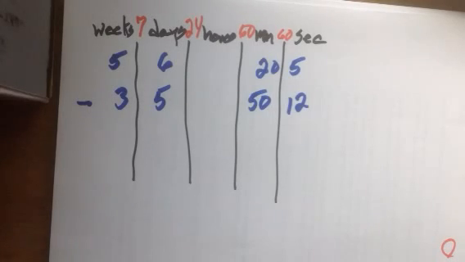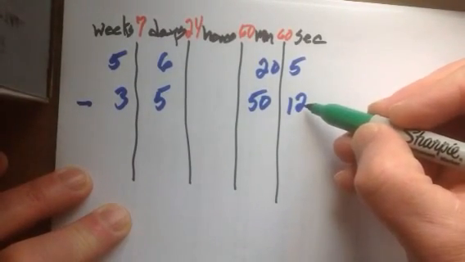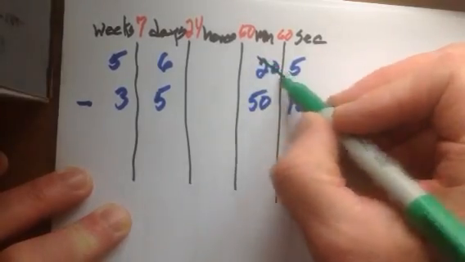Okay, this one's a little bit tricky because notice that one column is actually empty, the hours column. Neither number includes a factor of hours. So now we're looking at this problem and we've got to figure out how to borrow because 12 seconds from 5 seconds doesn't work real well. So we're going to have to go over here and borrow 1.